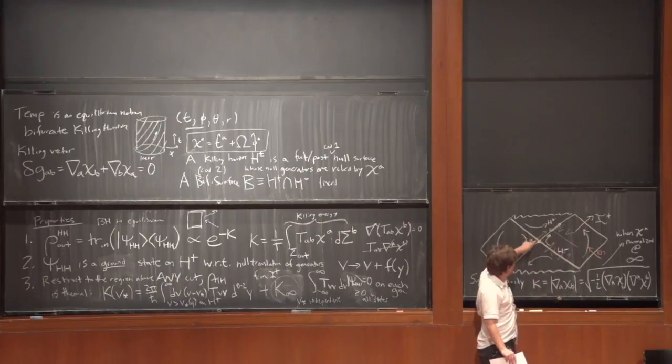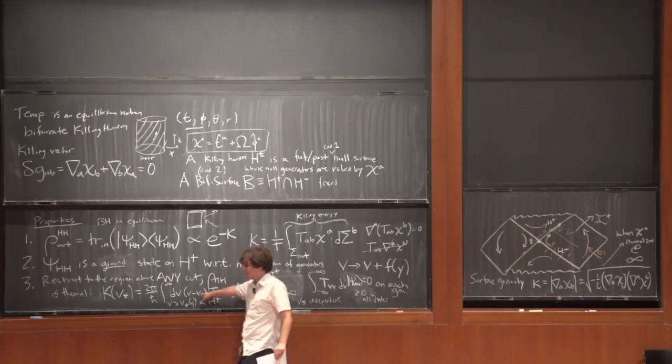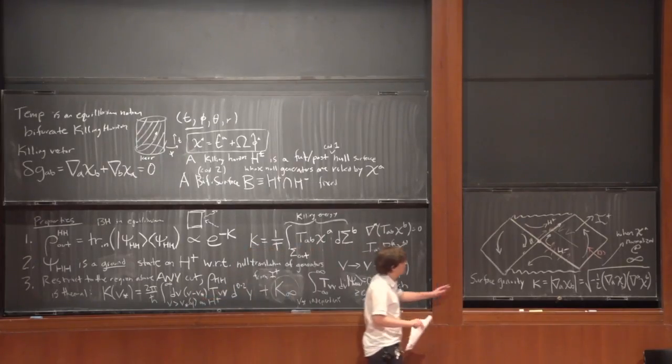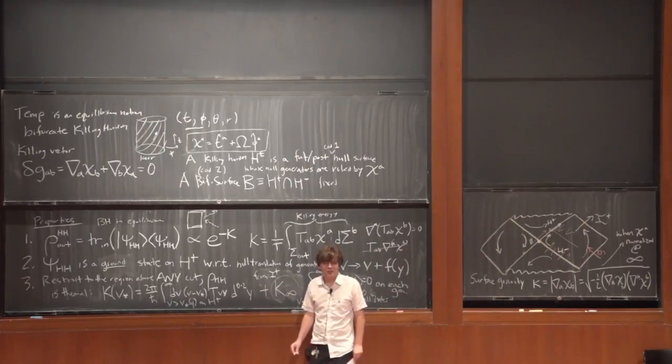So if I put the cut at the bifurcation surface, then I know the Hartle-Hawking state is thermal with respect to this, V star is 0. And if I now translate my cut, then I must have the null translated formula.